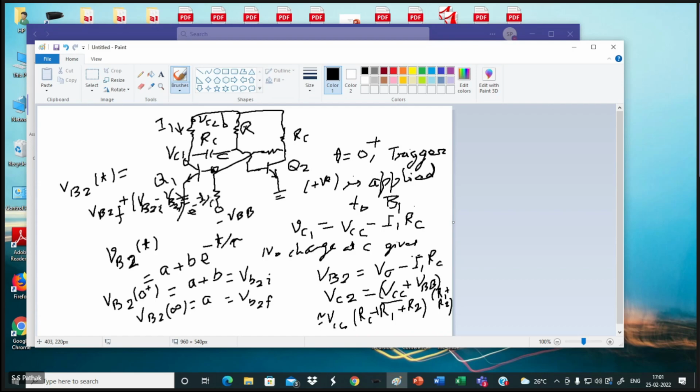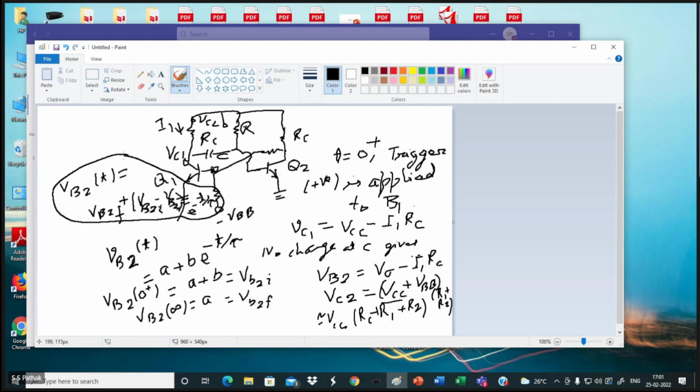Anybody who has got doubt or some sort of suggestion can tell me. It will be nothing but VB2F plus this, initial minus final, e to the power minus t by tau. So you can find the voltage across the capacitor, etc. You can solve by this method also. Now I will start my talk with this value now.